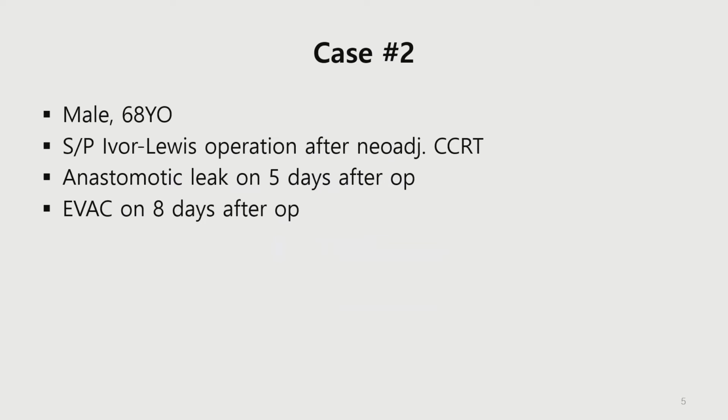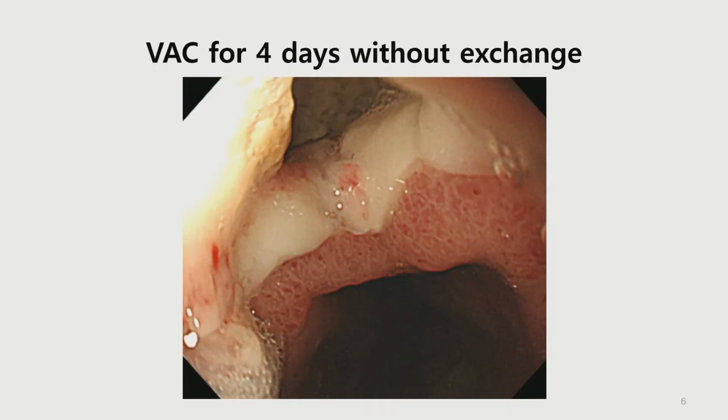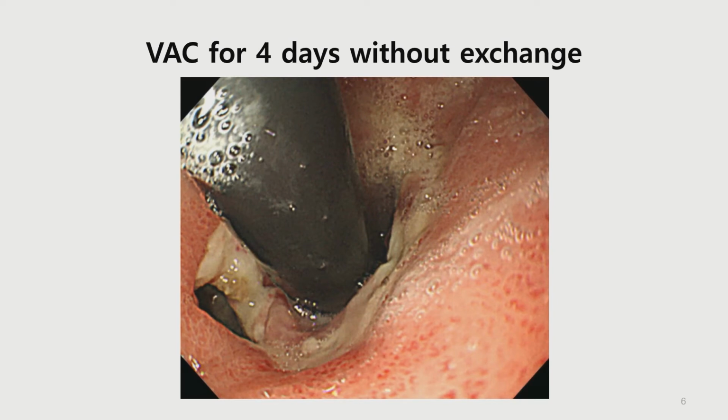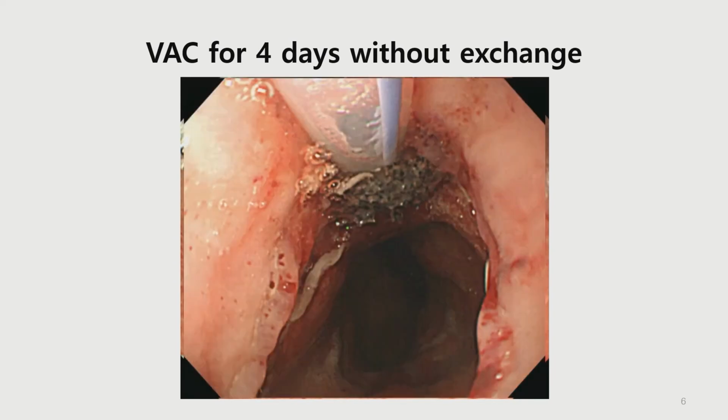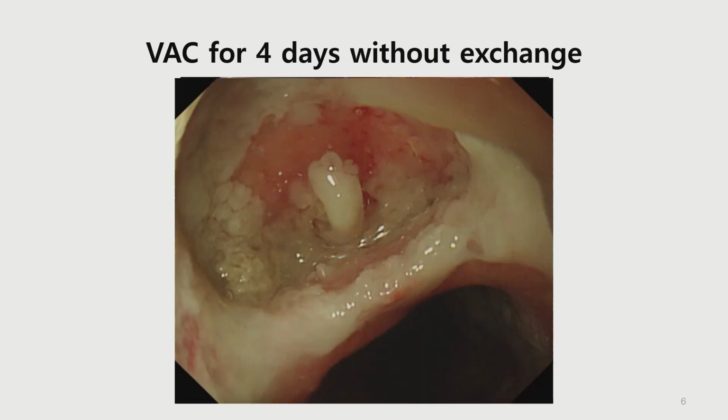Next case. 5 days after Ivor Lewis operation, anastomotic leakage was detected endoscopically. And 3 days later, endoscopic vacuum treatment was applied. Just below the anastomosis, a 1 centimeter sized wound cavity was noticed. Because the size of the cavity opening was small, only 4 days after therapy, the wound cavity reduced with granulation tissue growth. Thus, no more endoscopic vacuum therapy was necessary.